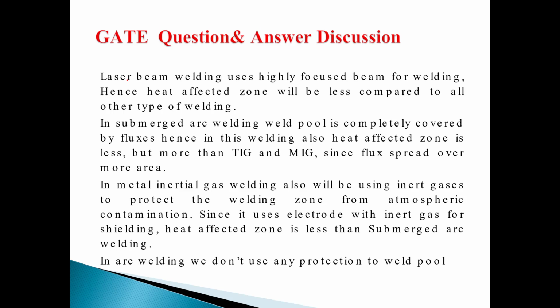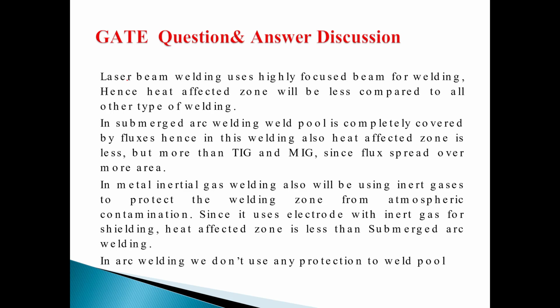In submerged arc welding, the weld pool is completely covered by flux. Hence, in this welding also, the heat affected zone is less, but more than TIG and MIG since flux spreads over more area. So, we are continuously pouring the flux, and below that, welding will be carried out. In metal inert gas welding, we use inert gas to protect the welding zone from atmospheric contamination, since it uses an electrode with inert gas for shielding. The heat affected zone is less than in submerged arc welding.